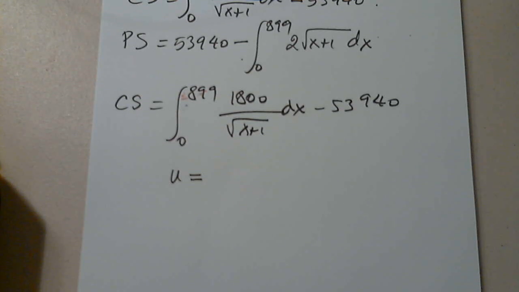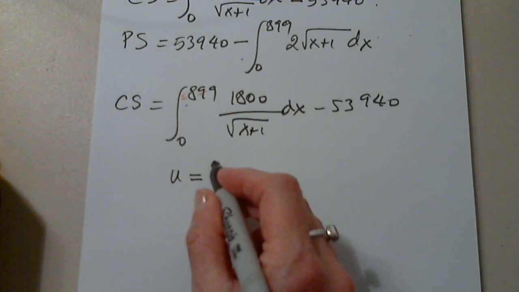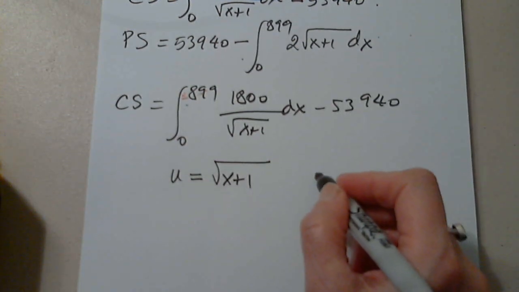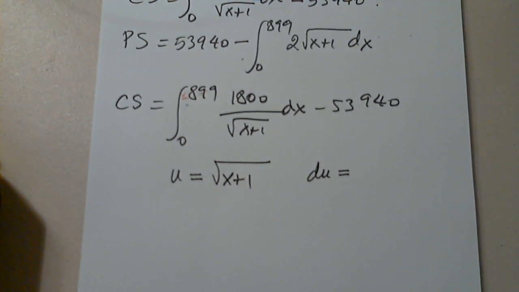Can anyone decide what substitution to use? The square root of x plus 1. Yes, let's try that. As long as we can find du. Excellent. Of course, 1800 will go outside. That's a constant. But let's find du, because without du, I cannot continue.